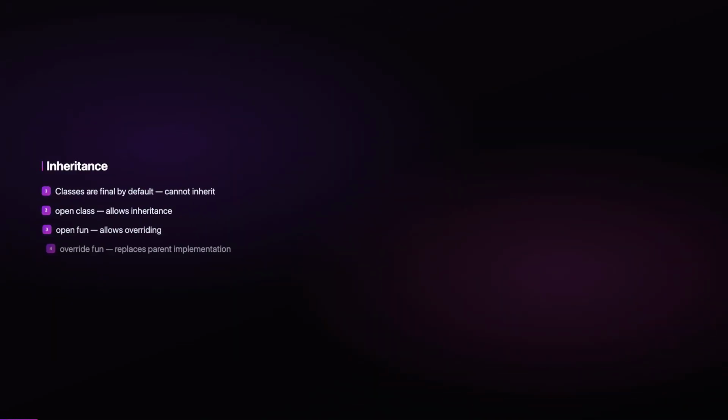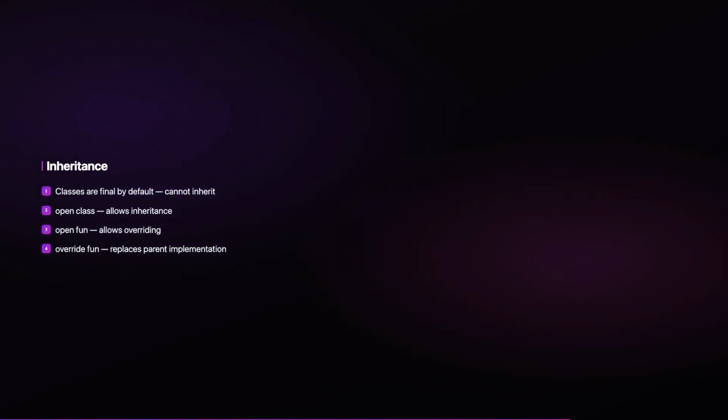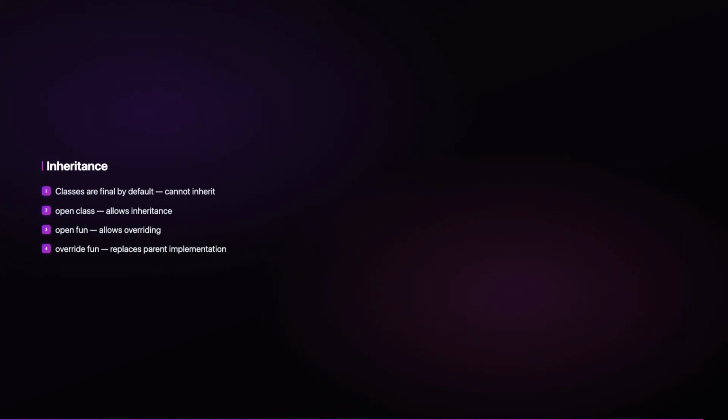In Kotlin, all classes are final by default. You cannot inherit from a class unless it is marked as open. The same applies to functions. You must mark them as open to allow overriding. This design prevents accidental inheritance bugs. The child class uses override to replace the parent implementation.